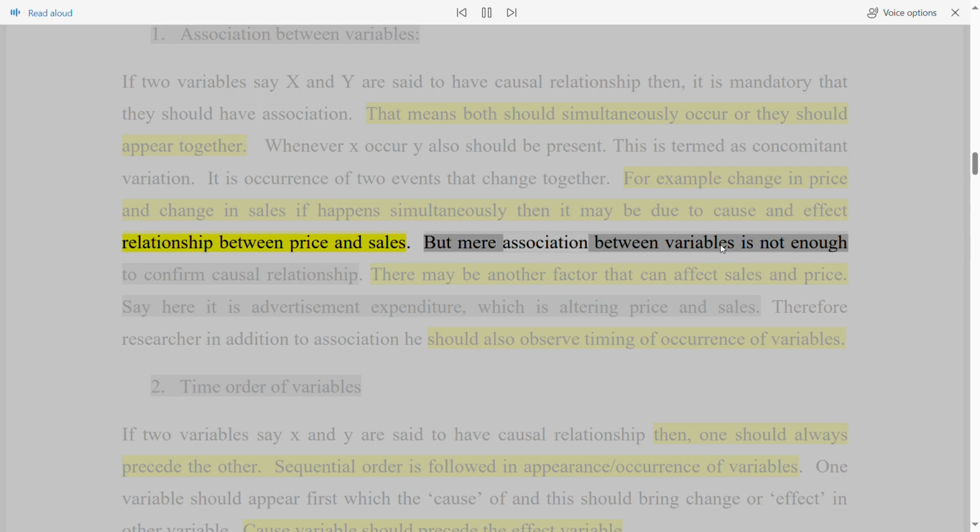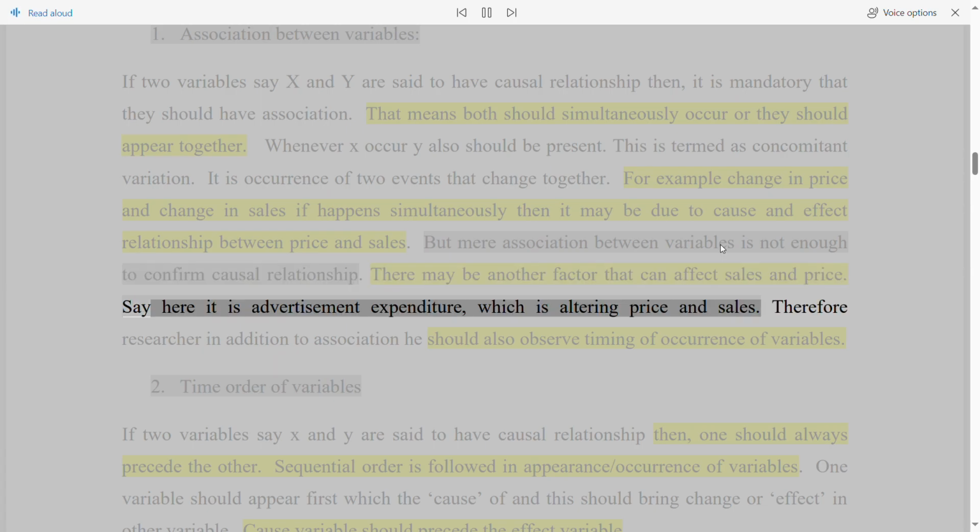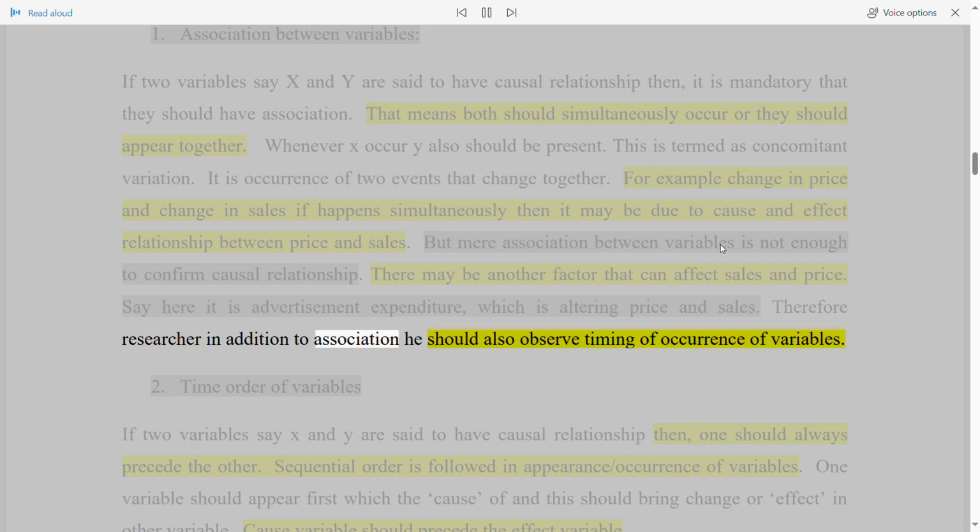But mere association between variables is not enough to confirm causal relationship. There may be another factor that can affect sales and price. Say here it is advertisement expenditure, which is altering price and sales. Therefore, the researcher, in addition to association, should also observe the timing of occurrence of variables.